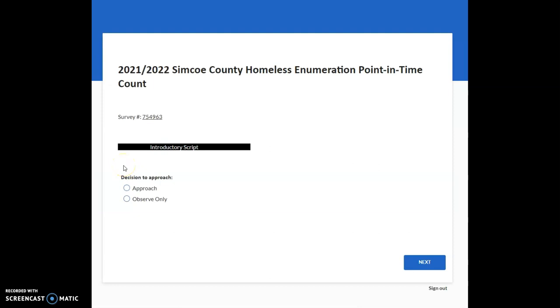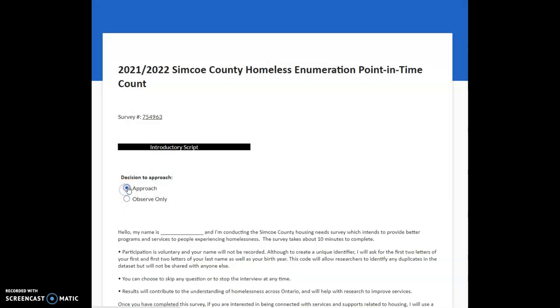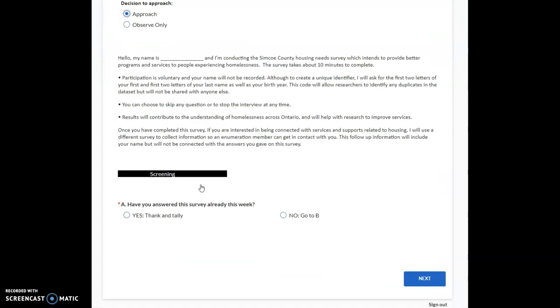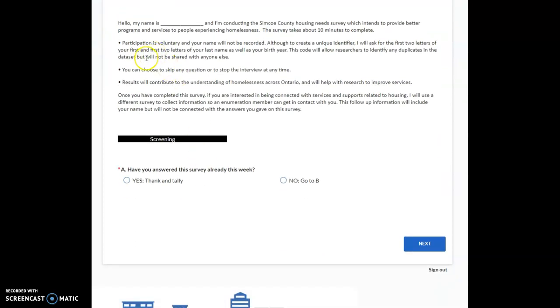Okay, now we're going to go through a situation where we make the decision to approach someone. And this takes us to our screening script. So we'll continue by saying, hello, my name is, and I'm conducting the Simcoe County Housing Needs Survey, which intends to provide better programs and services to people experiencing homelessness. The survey takes about 10 minutes to complete. Participation is voluntary and your name will not be recorded.